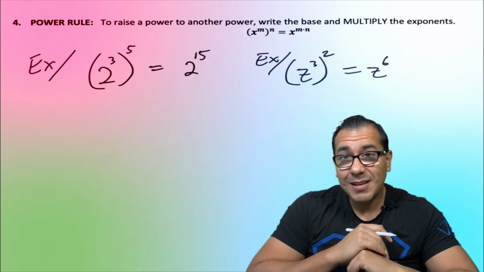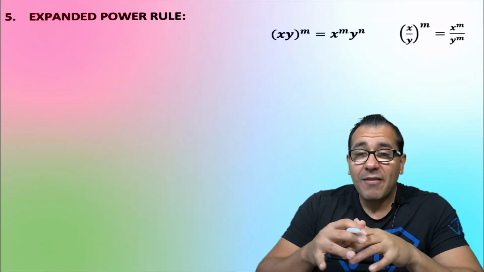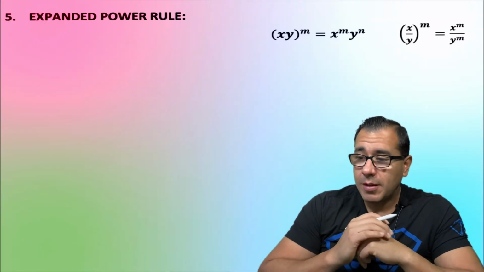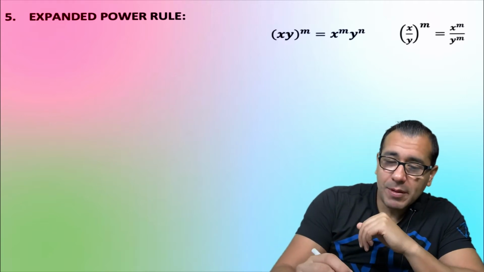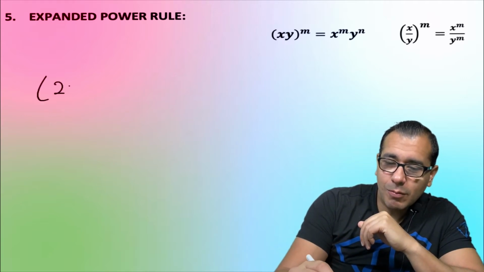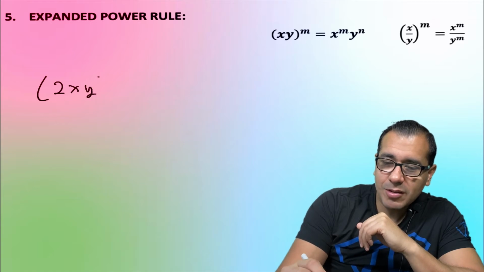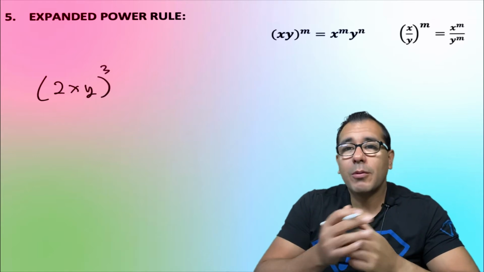So let's get some more rules. Now we have an expanded power rule. So let's do some examples here. And what you're going to see is what happens when we have multiple factors in our parentheses here.